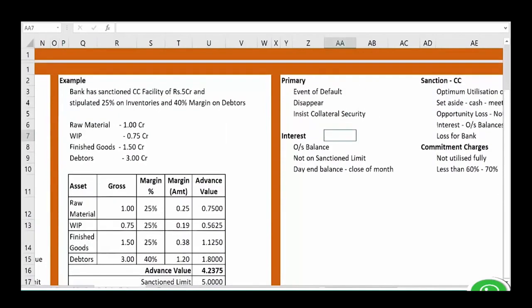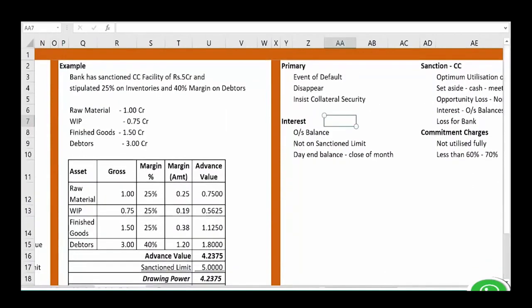So these assets basically act as a primary security for the cash credit facility, but the bank will also insist on collateral security, because in the event of failure or default by the borrower, the first asset that disappears in most cases is the primary security. That is the inventory, and receivables will be of very meager value or even nil value. That's why banks are very particular about collateral security.